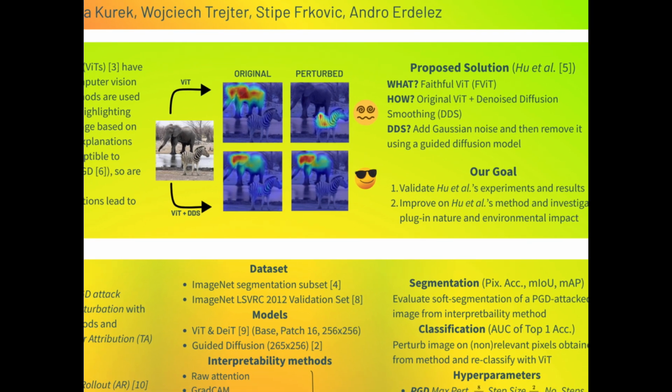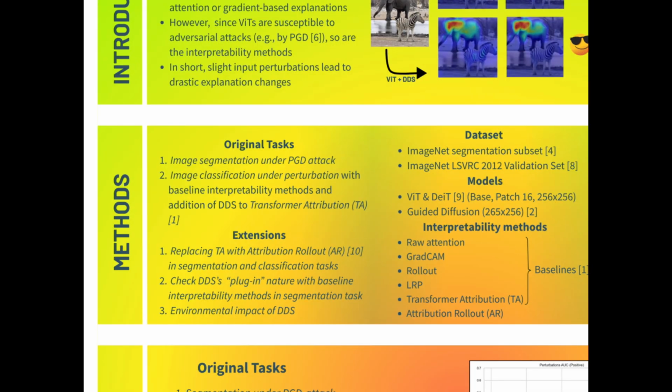The original paper investigated two tasks and we reproduced both. The first task is image segmentation under a PGD attack. More specifically, the image is corrupted by using PGD and is inputted to the FViT. Then, an interpretability method is used to extract the per pixel relevances of the image. From this, a soft segmentation of the image is computed and compared to the ground truth.